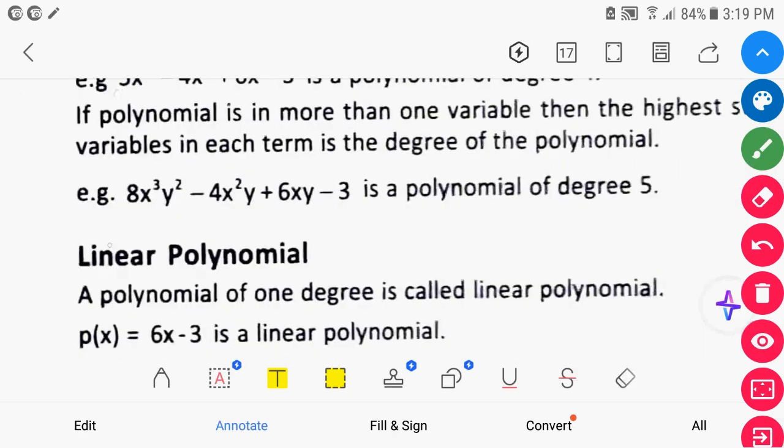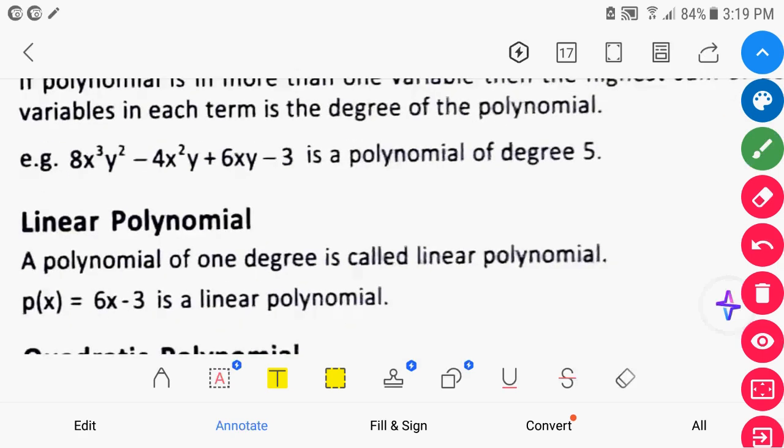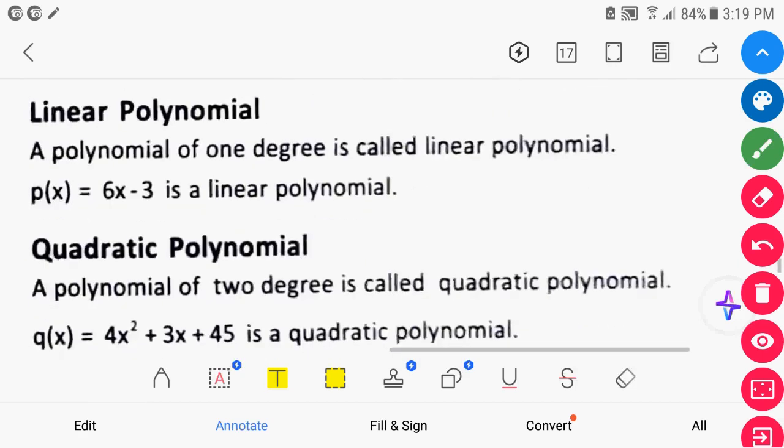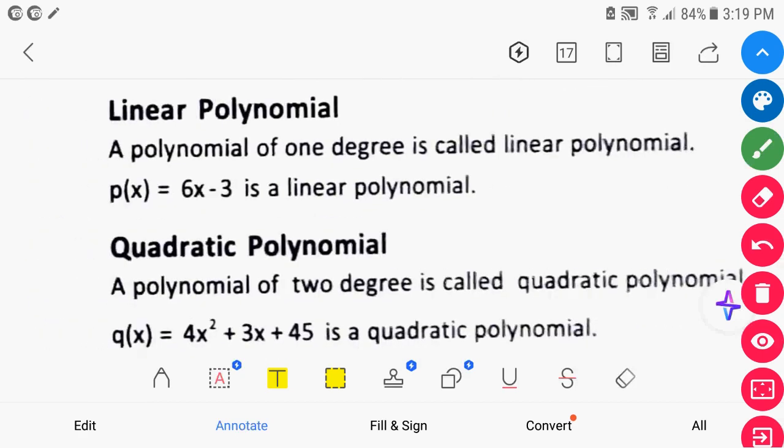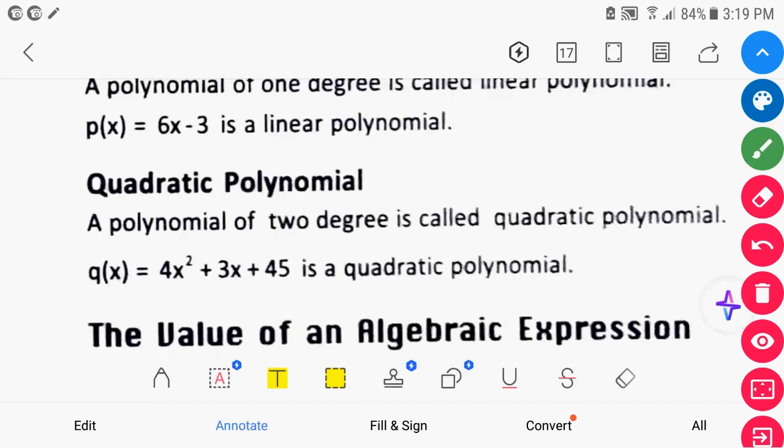Now here two variables are there, x and y. So you have to add the degrees of the variables in each term. 8x cube y square is one term. You add the degrees of x and y in this term, then in the next term, and the next, and you can see which term is greatest. That is the degree of that polynomial. A linear polynomial has only one degree. Quadratic has 2 degrees.